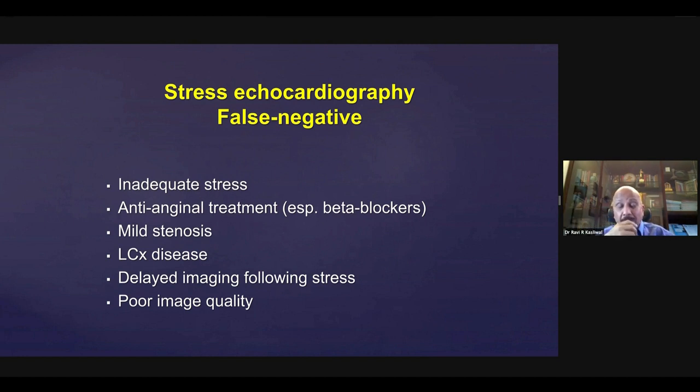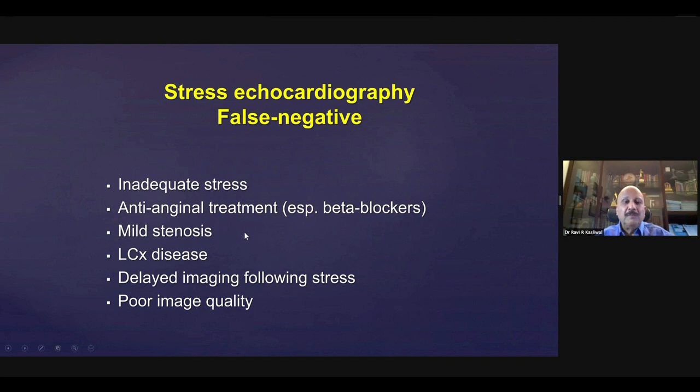Stress echocardiography can have false negatives as well. Many times people say, oh, this was an inconclusive stress. If it's an inconclusive stress, you can't say that it was negative. You'll have to say inadequate stress or an inconclusive test, and then you cannot prognosticate adequately with that. If the patient has been on beta blockers, sometimes the heart rate may not go up.